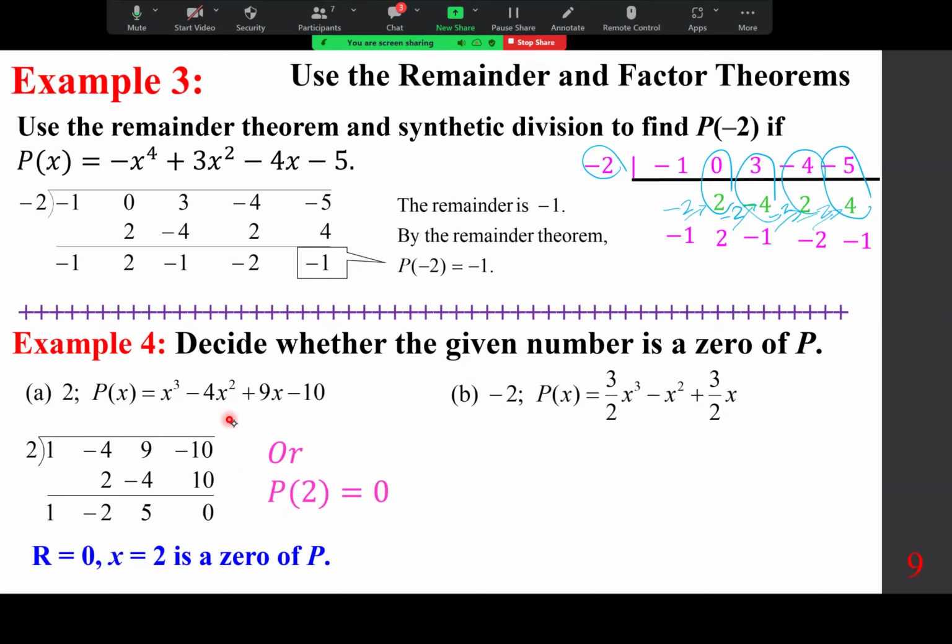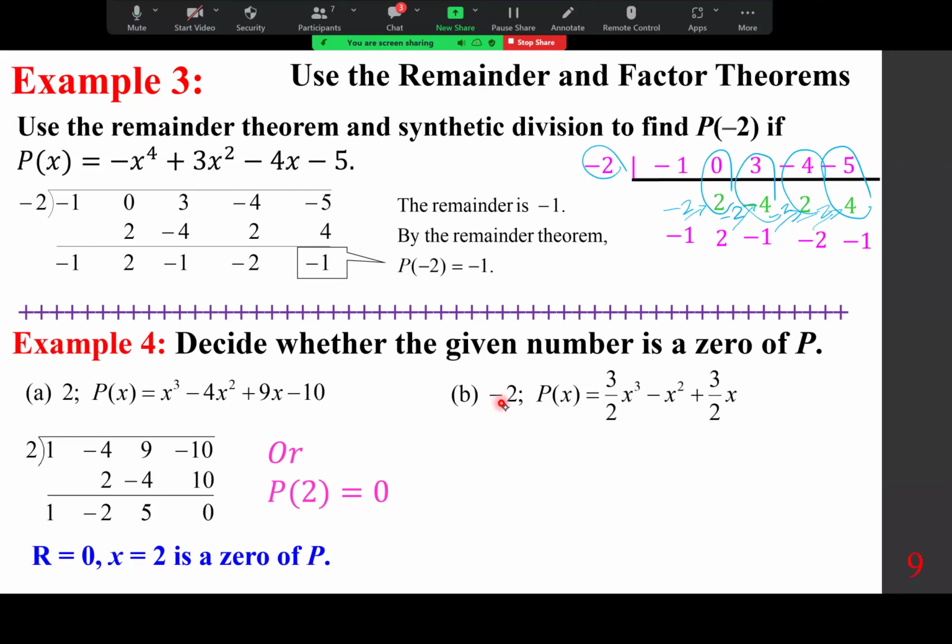You can say it's a 0 of the function. You can say it's a root of the function. You can say x minus 2 is a factor of this function. They all mean the same thing. So let me recap. You can say x equals 2 is a 0 of the function. You can say x minus 2 is a factor of the function. You can say x equals 2 is the root of the function.